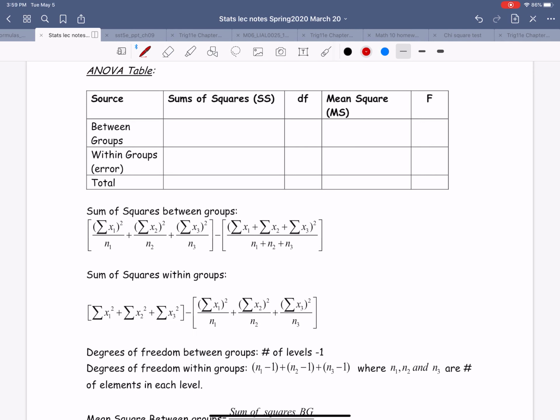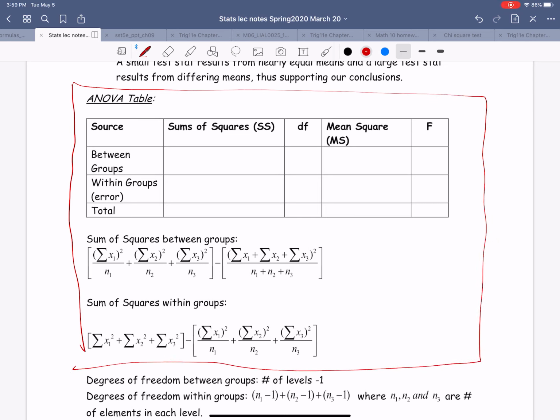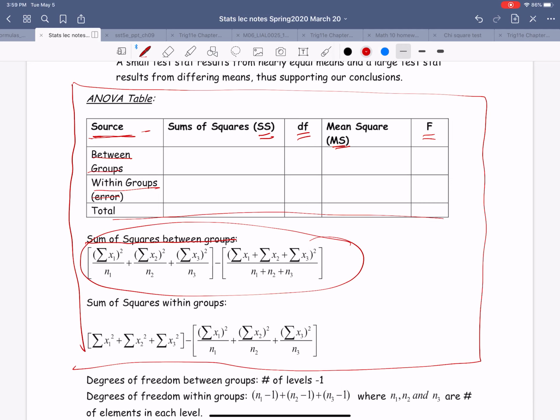So this is the ANOVA table that we will be using. For the ANOVA table, we do need SS, which stands for sum of squares, DF stands for degrees of freedom, MS stands for mean squares, and this is the F ratio. So we need the source of variation here, between groups and within groups. And then we have the totals column. To find the sum of squares between groups, this is the formula used. To find sum of squares within groups, this is the formula used.